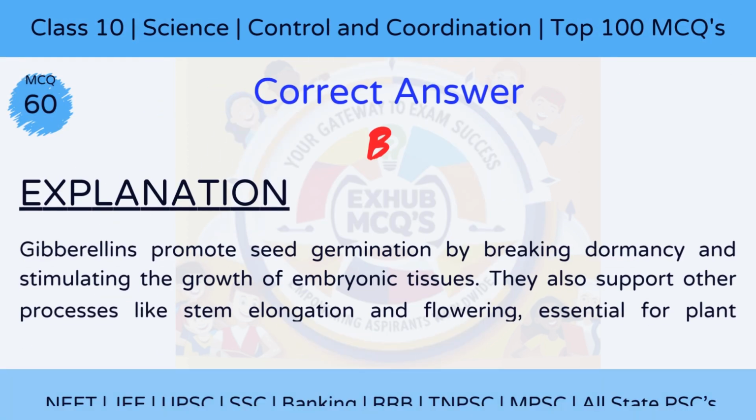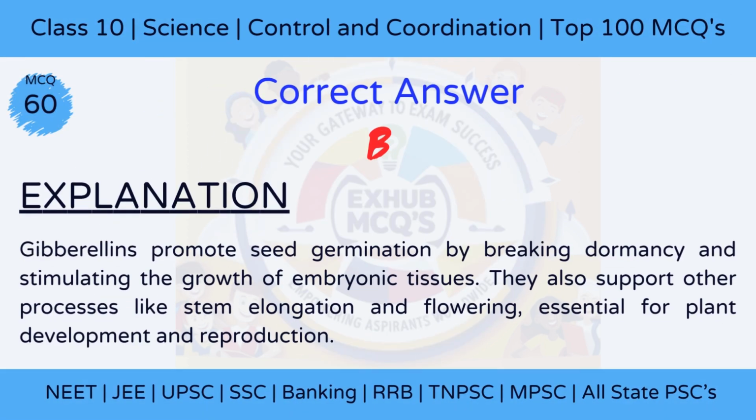The correct answer is option B, gibberellin. Explanation. Gibberellins promote seed germination by breaking dormancy and stimulating the growth of embryonic tissues. They also support other processes like stem elongation and flowering, essential for plant development and reproduction.